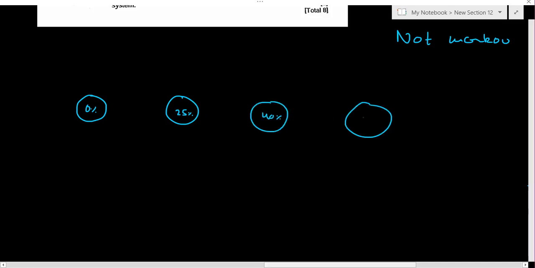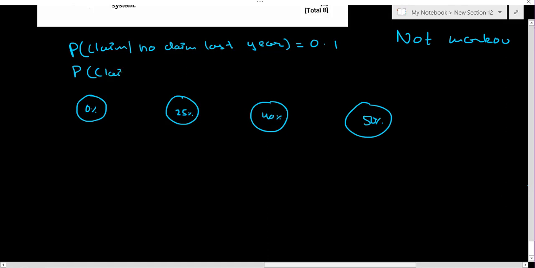So how would we make it Markov? We'll need to modify the state space. We have the existing state space, which is 0%, 25%, 40% and 50%, and we have been told that the probability of claim, given that there was no claim last year, is 0.10, and the probability of claim, given that there was a claim last year, is given as 0.25.